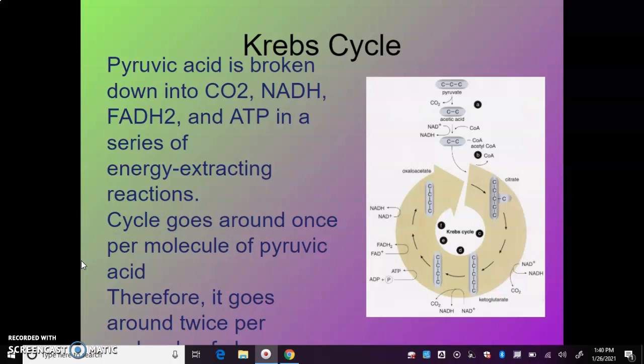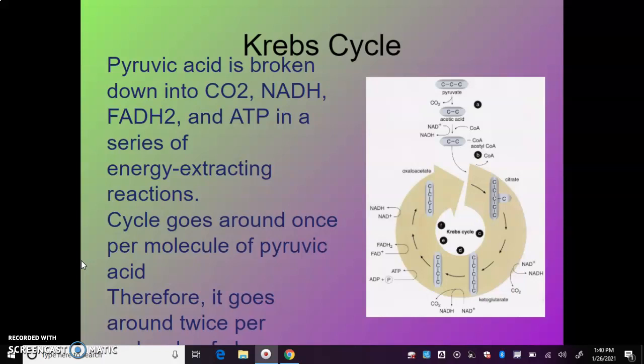So just remember the products. We're breaking down pyruvic acid in the beginning, and we're producing carbon dioxide, NADH, FADH2, and ATP in the process. Now this cycle has to go around once per molecule of pyruvic acid. So therefore it goes around twice per the original glucose that we started with, because that glucose in glycolysis broke down into 2 pyruvic acids. So each pyruvic acid goes around the cycle 1 at a time.